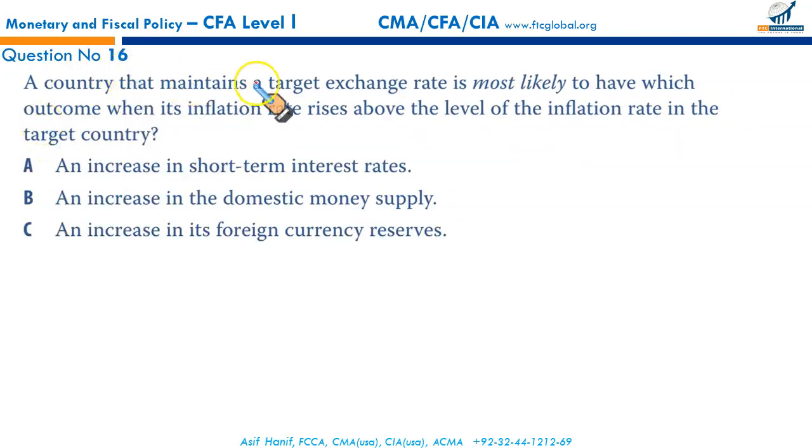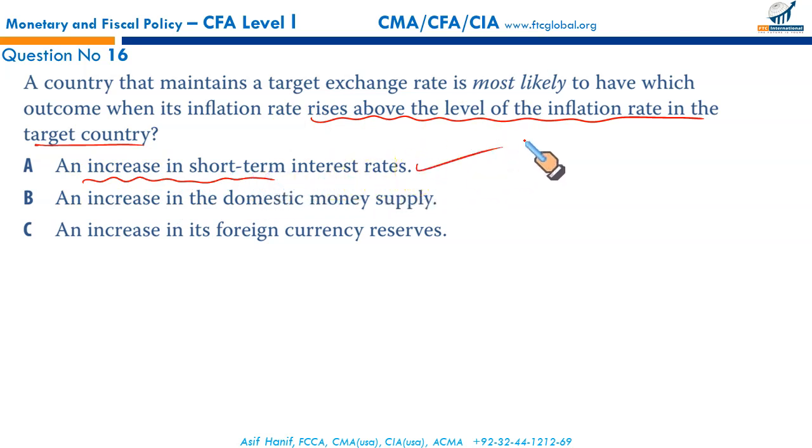A country that maintains a target exchange rate is most likely to have which outcome when its inflation rate rises above the level of inflation rate in the target country? Again, a country that maintains a target exchange rate is most likely to have which outcome when its inflation rate rises above the level of inflation rate in the target country? So to control inflation, there is likely to be a short-term increase in interest rates. A is the correct option.